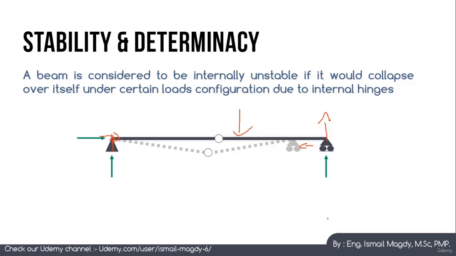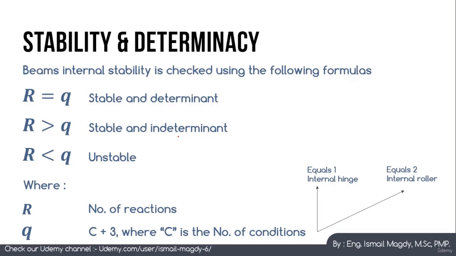So how can we identify if the beam is internally stable or not? To check the beam's internal stability, we rely on these three conditions. R equal to Q means that the beam is stable and determinate. R bigger than Q means that the beam is stable and indeterminate. R smaller than Q means that the beam is unstable. Here R is the number of reactions, which depends on the type of supports you have in your structure, and Q is C plus 3, where C is the number of conditions, which equals 1 for internal hinges and equals 2 for internal rollers.